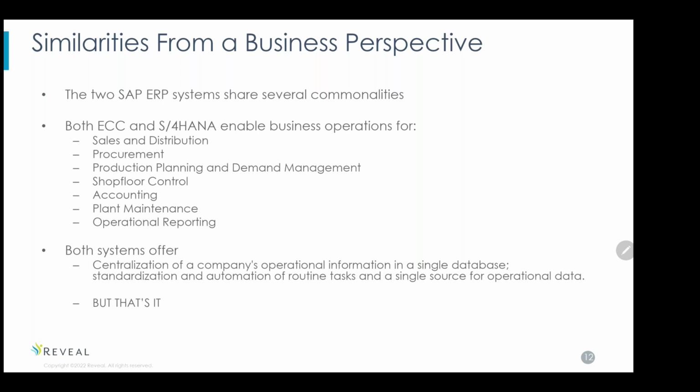I mean, they still have sales and distribution. It's still got procurement, it's still got production planning, it's still got shop floor control, accounting. But they've revolutionized a lot of this additional functionality, the functionality that's now in S4, versus the ECC side of the world. Both systems offer centralized information. They both offer a single source of operational data.